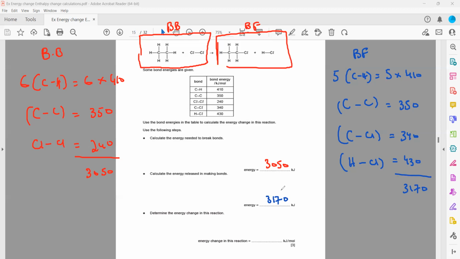And how much is the energy change? So energy change is bond breaking minus bond forming. Bond breaking is 3050 minus bond forming 3170. So we get minus 120. Minus 120 shows that this reaction is exothermic. When this reaction occurs, it releases energy to the surroundings. So whenever a chemical reaction occurs, energy is absorbed, energy is released. We check overall what happened.